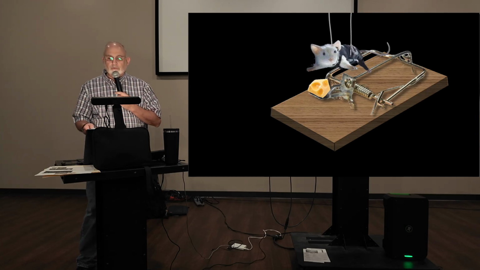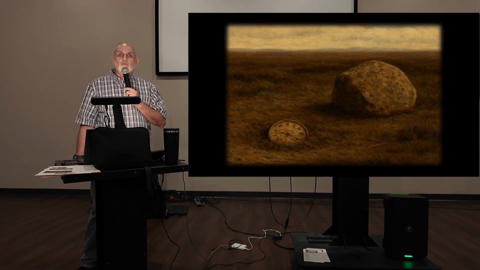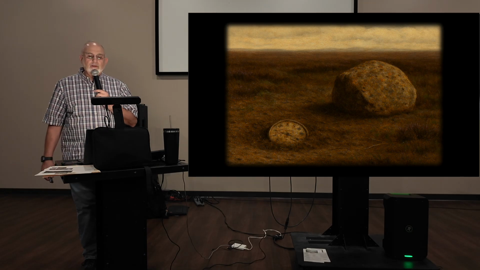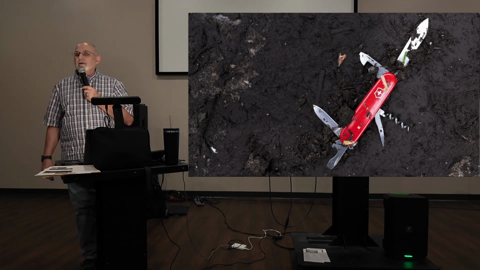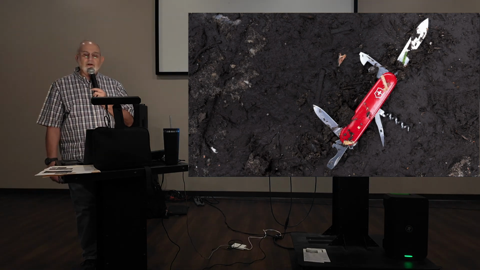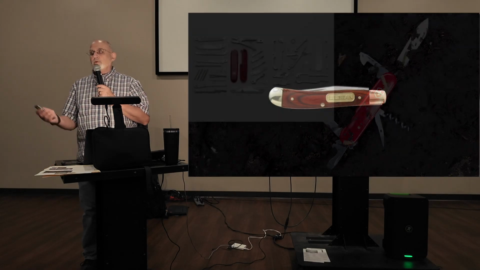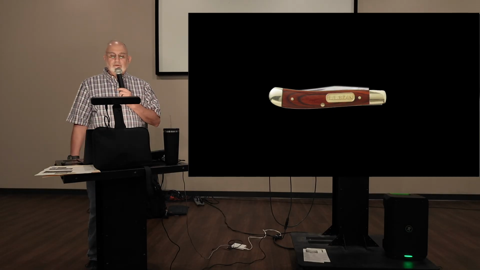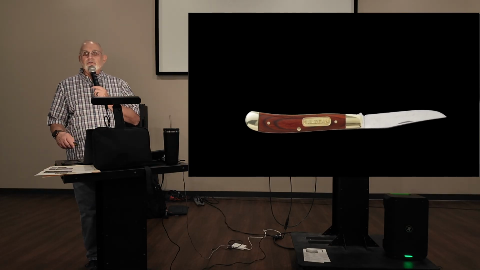Let me give you another example. Remember the example of Paley's watch, with finding a watch in the wilderness. Well, suppose we found an even simpler device than a mousetrap or a watch. We had a pocket knife, okay? Now, even a simple pocket knife has lots and lots of parts. So let's get an even simpler pocket knife. It just has one blade, okay? So here's our pocket knife. It works great. You fold it up, you put it in your pocket, you can cut stuff.